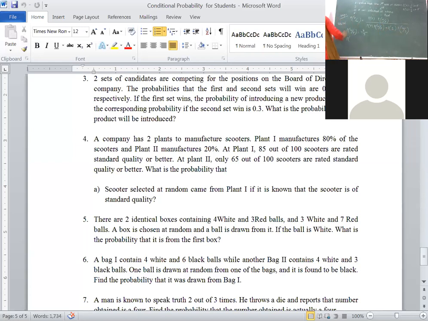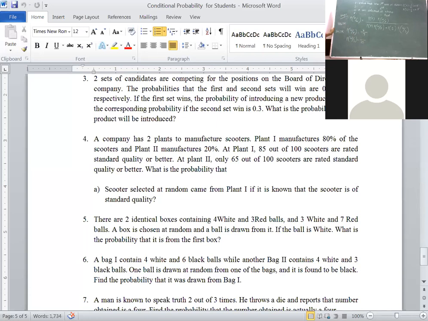The ball is white, chosen from the second box. The second box consists of how many white balls and how many red balls? 3 white and 7 red balls. The sample space here is 3 plus 7, that is 10. How many white balls are available? 3. For this purpose we need to know permutations and combinations.